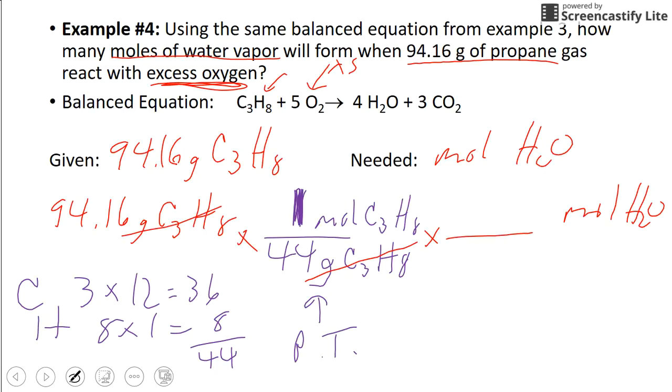Now we got to go, that gets rid of the grams. We need to go from moles C3H8 to moles of water.